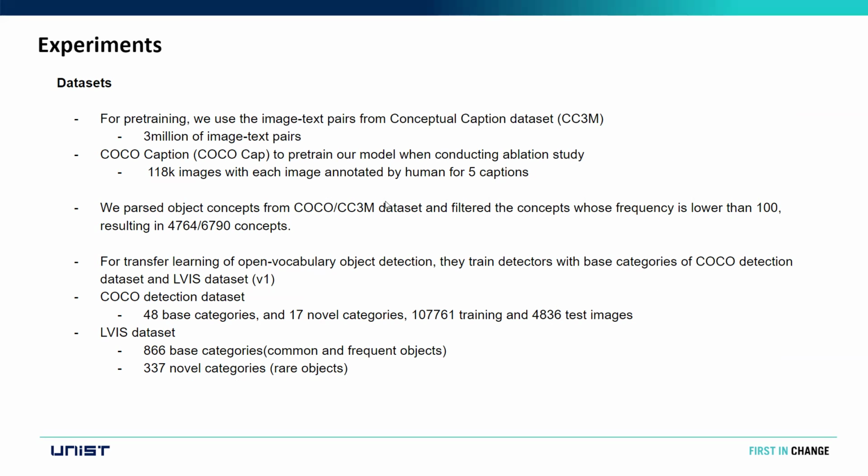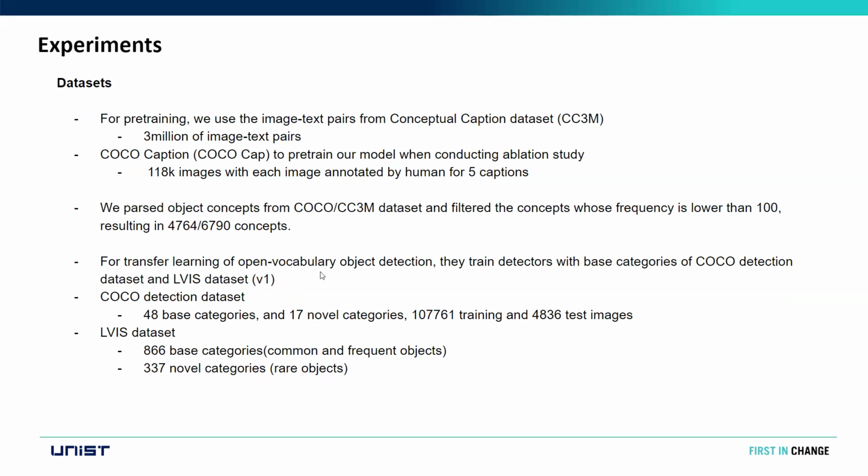And also, as we said, they get the prompts using the concept pools. So they parse the object concepts from these data sets, and then they filter each word with frequency lower than 100. And yeah, they get around 10,000 concepts for each data set.